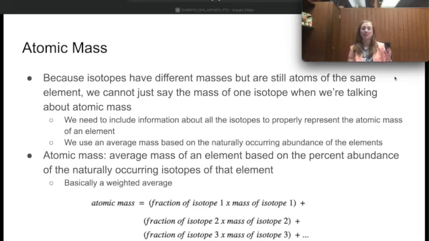Atomic mass is going to be the fraction of atoms that exist as that isotope times the mass of that isotope, and then you add them all up together. It's kind of confusing the way it's written out there. So we're going to go ahead and work through some examples here.